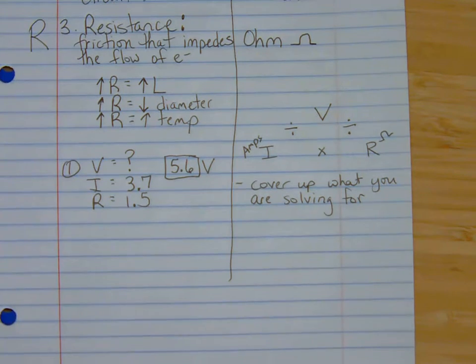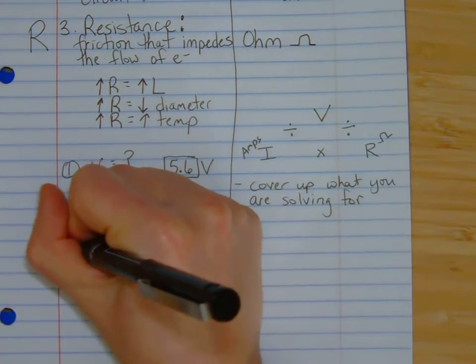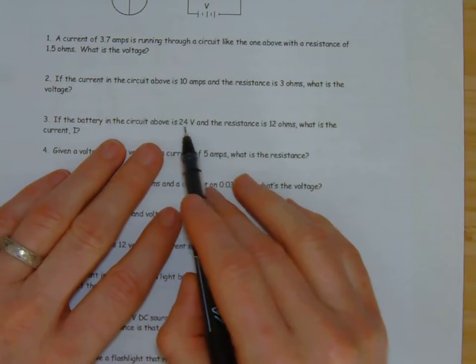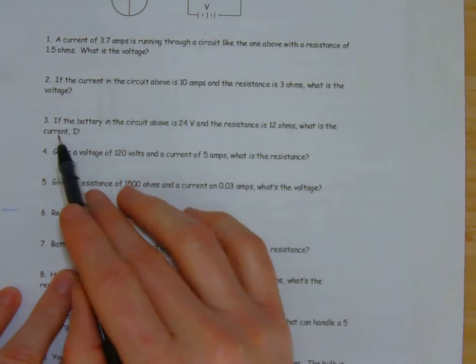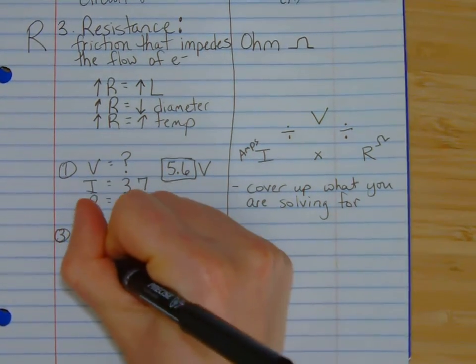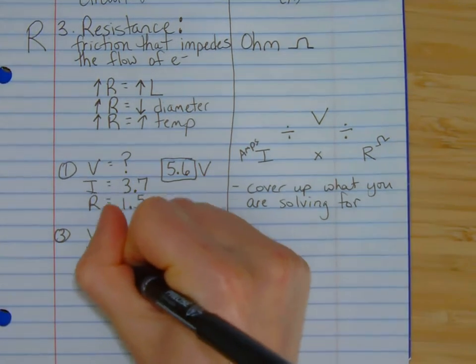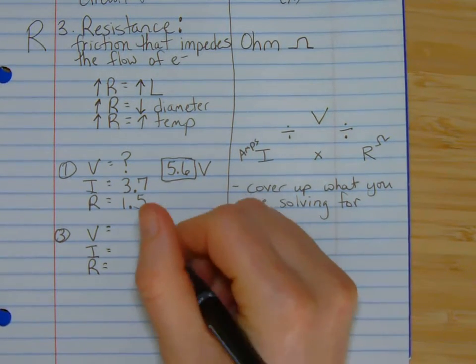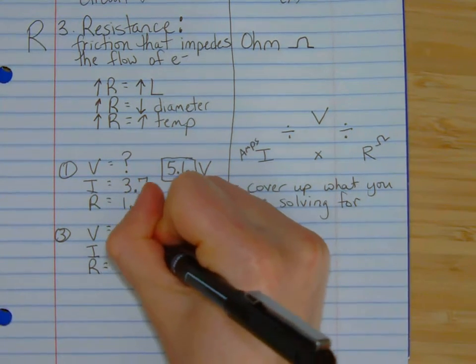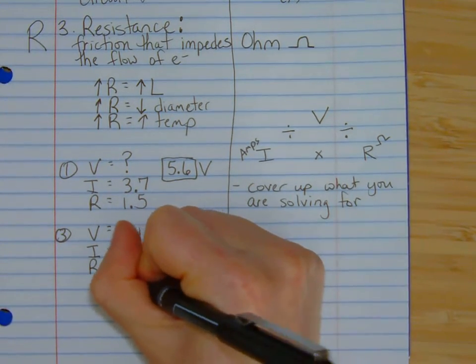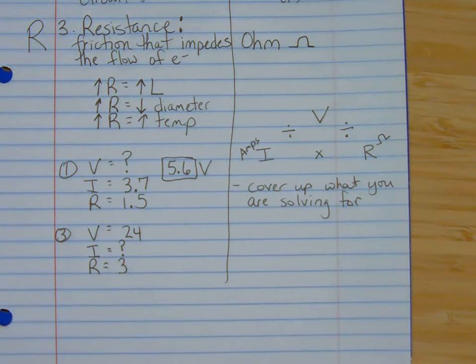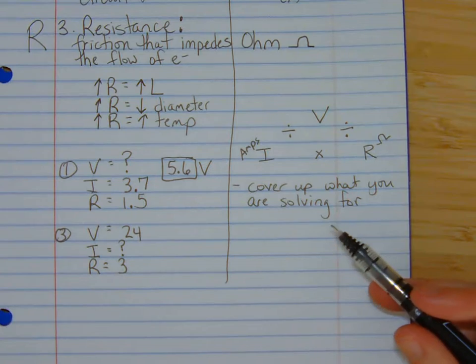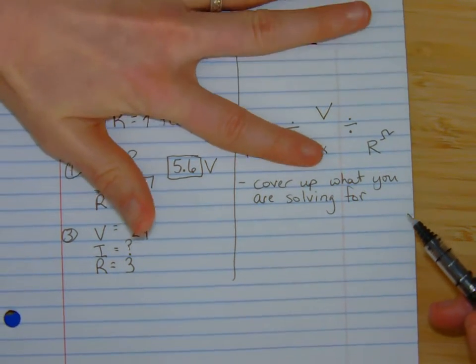I'm going to give you another one where we're solving for something different. So it's number 3 in the practice problems. Number 3 says, if the battery in a circuit is 24 volts, resistance is 12 ohms, what is the current? VIR, always the first step. And it said the battery is 24 volts. It says the resistance is 3 ohms. What is the current? That is our question mark, then, is I. We cover up what we are solving for. So this time I'm going to cover up that.